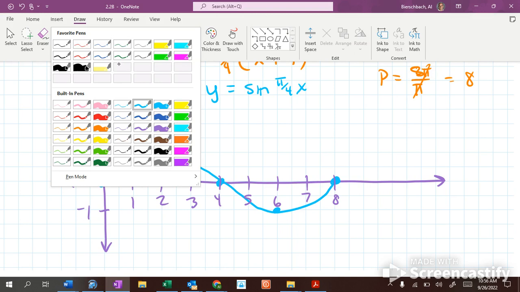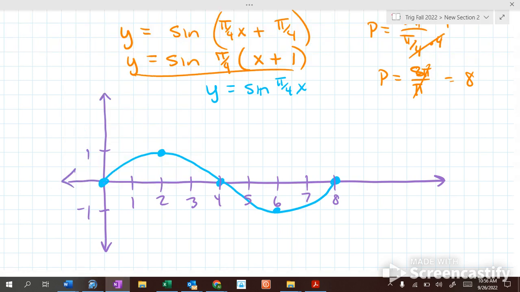So now, as my last step, I have to graph this. Where do I move the graph? 1 to the left. 1 to the left.